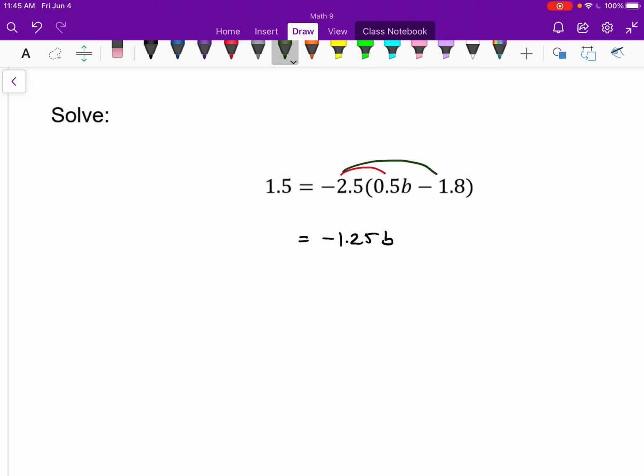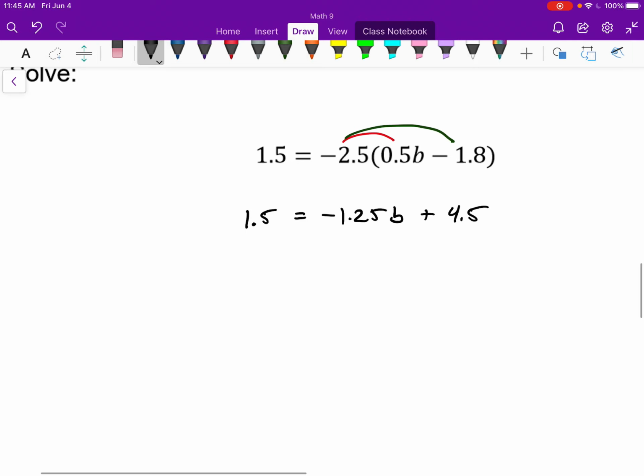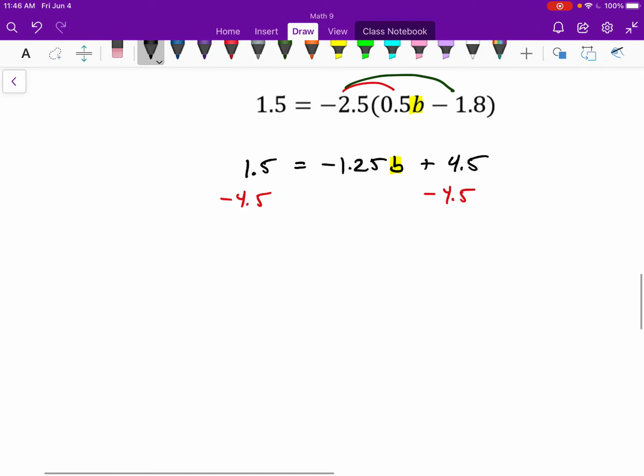And then I've got to distribute that again. I know it's going to be a positive value, 2.5. So it's just 2.5 times 1.8. And I get 4.5. On the left-hand side, I haven't done anything. All right, so now I'm 2 steps away from finding out the value of b. I'm going to subtract 4.5 from both sides, which gives me exactly -3 on the left-hand side and just -1.25b on the right-hand side.